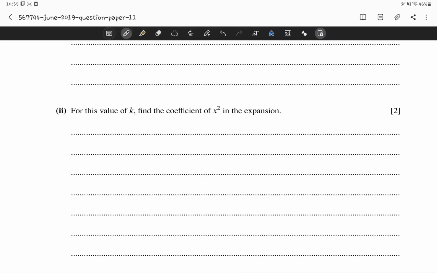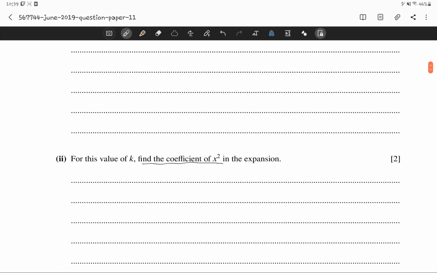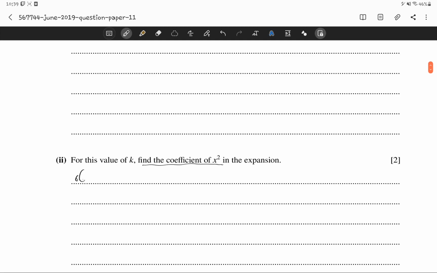For this value of k, find the coefficient of x squared in the expansion. Okay, so I would have to guess that this means how many x squares there are, right? When you expand. That is pretty easy again, I think. 6 combination 4. I think it was 2x, right? And then right here's k over x, and it would be to the power of 6 minus 4, that's 2. This equals 6 times 5 divided by 2, times 16 times k squared times x squared. Let's get rid of the x squares.